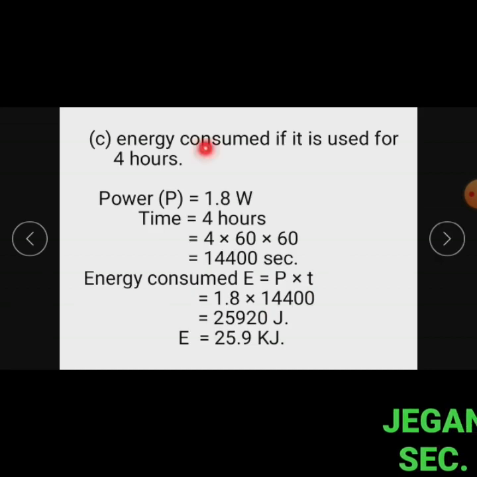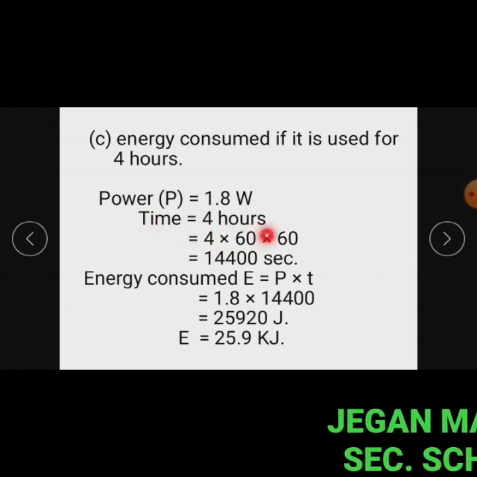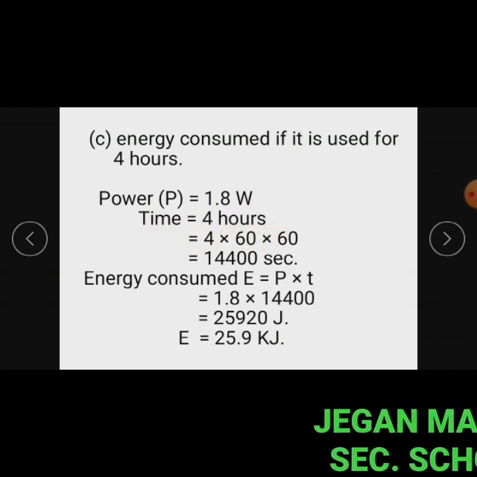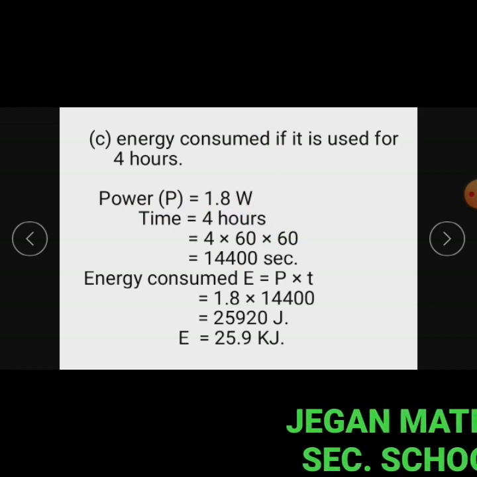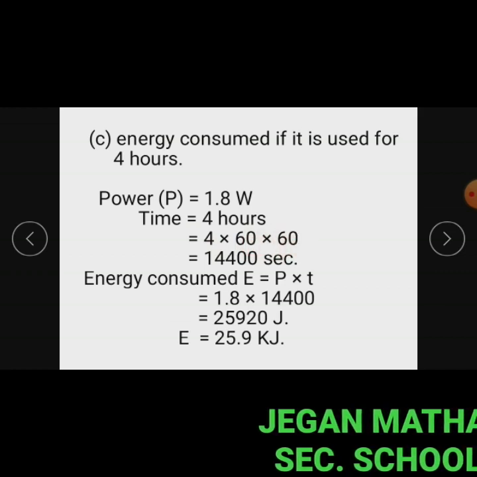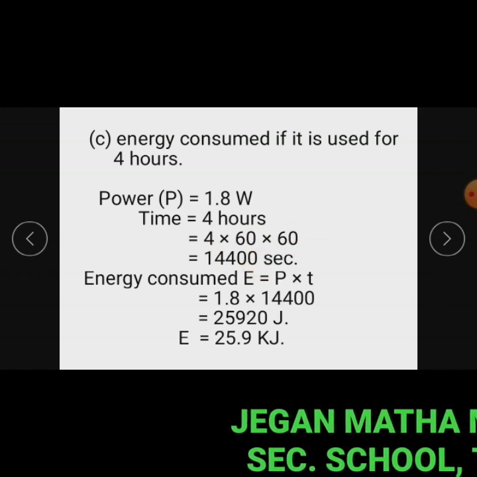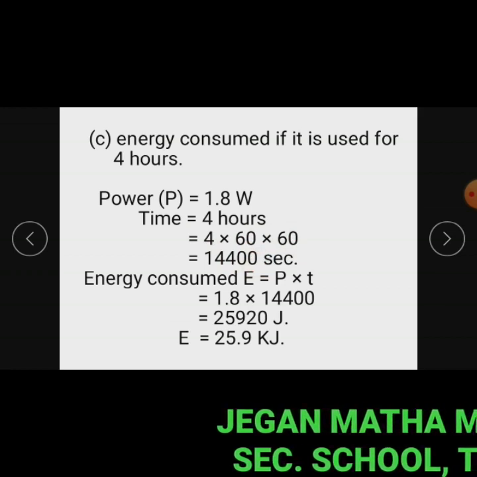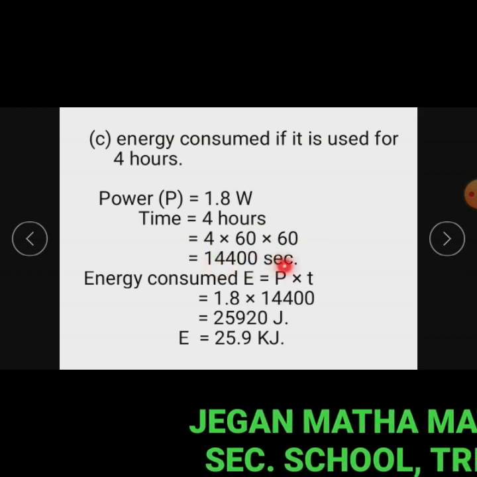Question C, energy consumed if it is used for 4 hours. Power P equal to 1.8 watt. Time equal to 4 hours. 4 hours are changed into seconds. 4 into 60 into 60. 60 into 60 we get 3600. 3600 is multiplied by 4, we get 14,400 seconds.